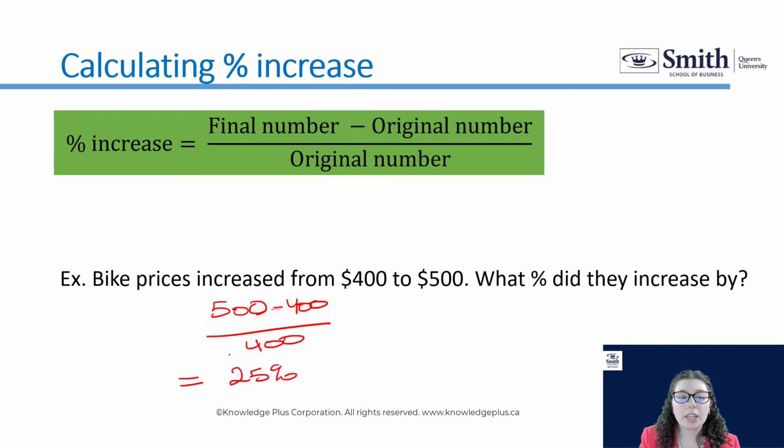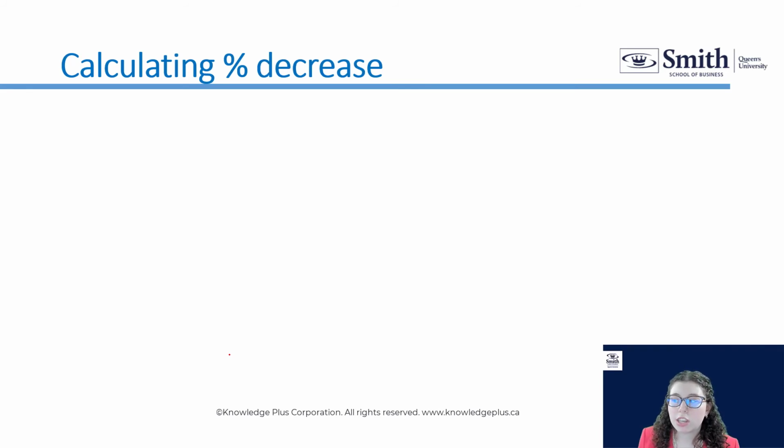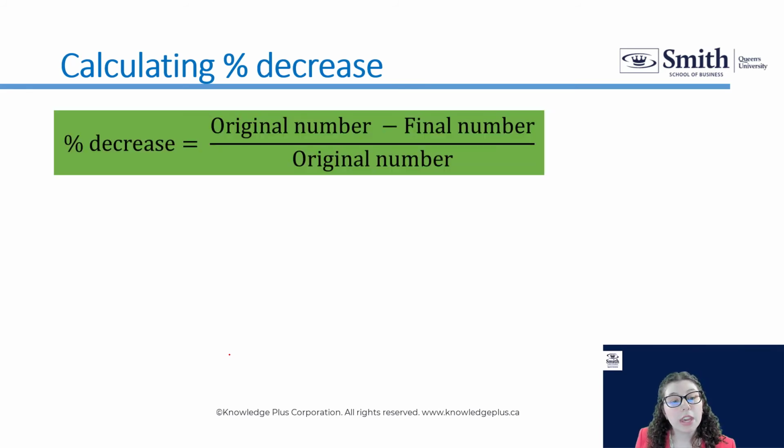Let's now look at the opposite case, which is calculating the percentage decrease. In this case, we would do the original number minus the final number divided by the original number. Once again, we want to find the difference between the two numbers as a percentage of the original number.